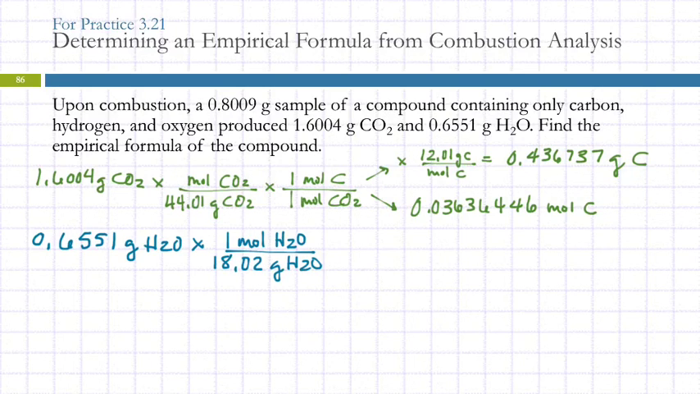So I'm going to convert my mass of water to moles of water, and then I'm going to go to moles of hydrogen. And here the ratio is 2 to 1. There are 2 moles of hydrogen for every 1 mole of water.